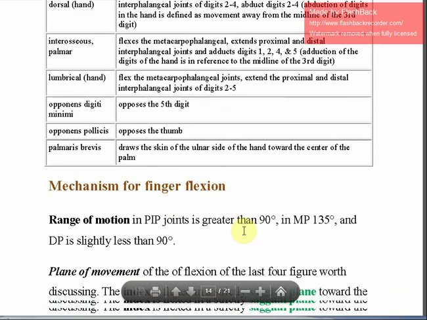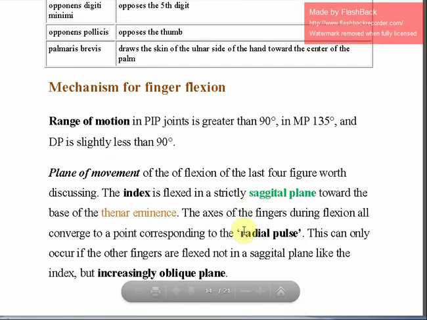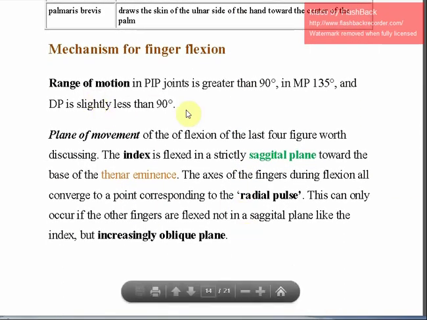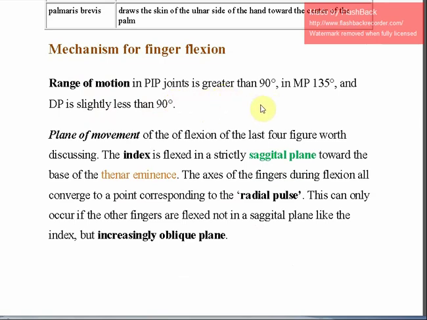And the mechanism for finger flexion, the range of motion in the PIP joint is greater than 90, and in MP it is 135 degrees, and DIP it is slightly less than 90. The PIP is proximal interphalangeal joints, DIP is distal interphalangeal joints, MP is metacarpophalangeal joints.